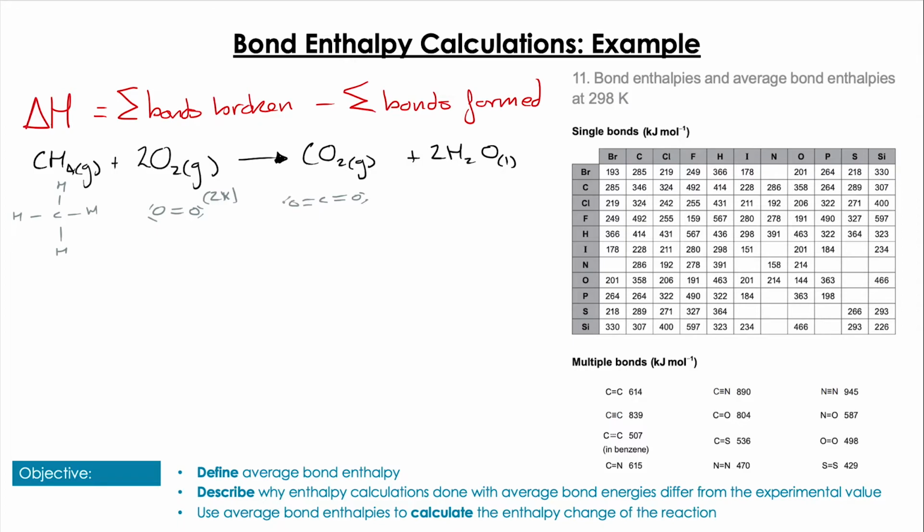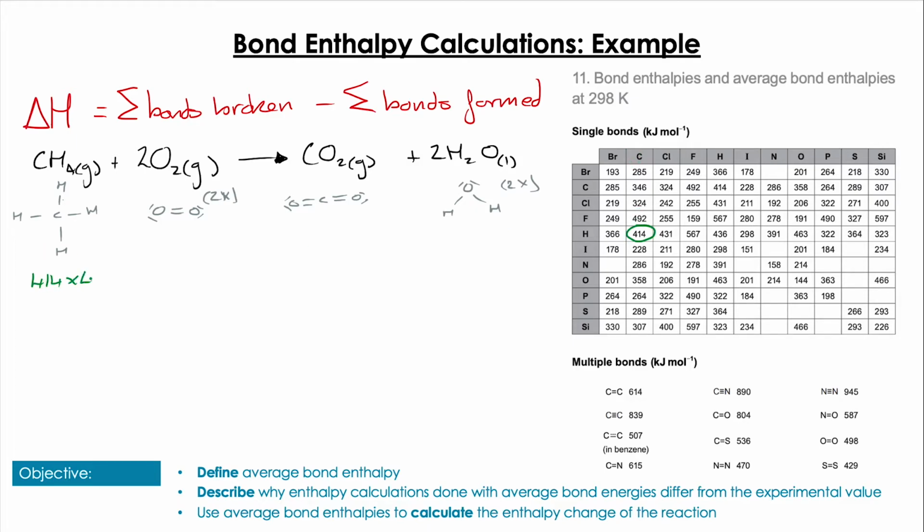CO2, we've got carbon double bonded to 2 oxygens, and H2O, we've got oxygen bonded to 2 hydrogens, and we've got 2 moles of that in total. So we want to find out the sum of the bonds broken and the sum of the bonds formed.